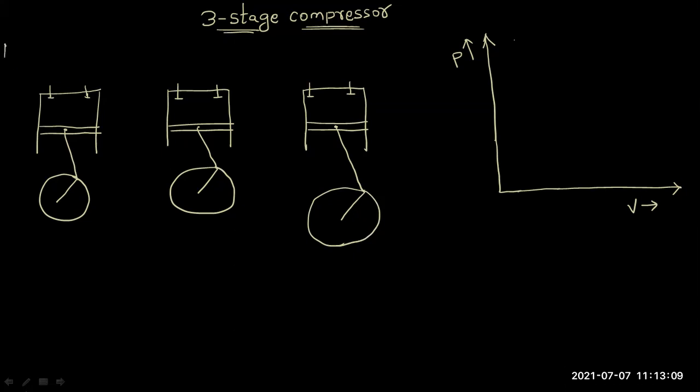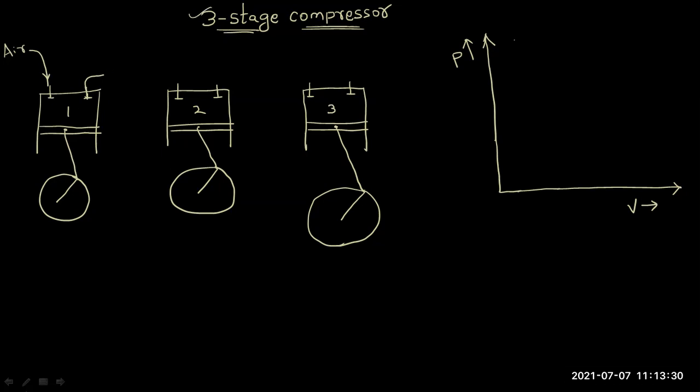Okay, so what will happen? First, the atmospheric air will enter through this inlet valve. Then in the first cylinder, compression will take place. Then the compressed air will move to the second. This is cylinder 1. This is cylinder 2. This one is cylinder 3. That's why the name is three-stage compressor.